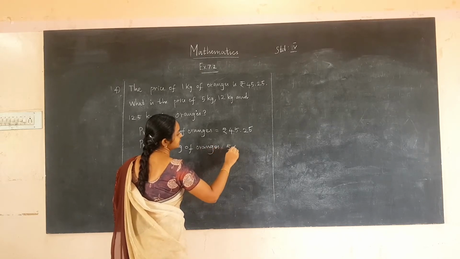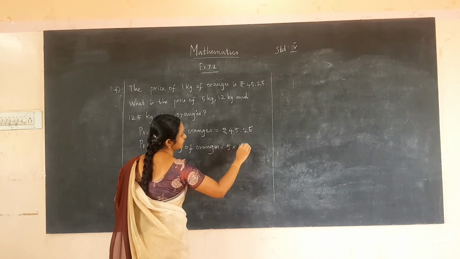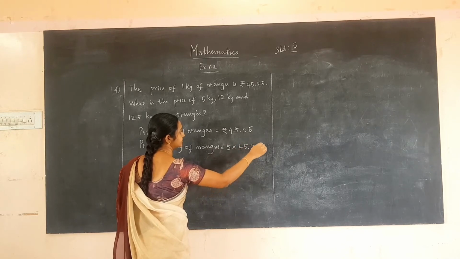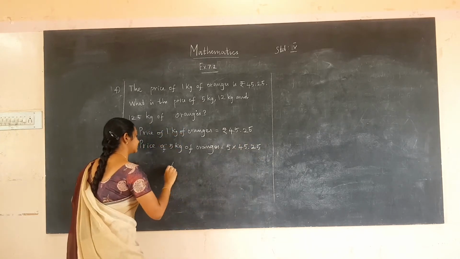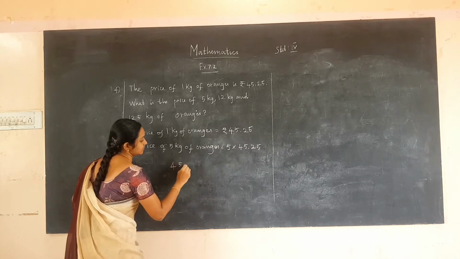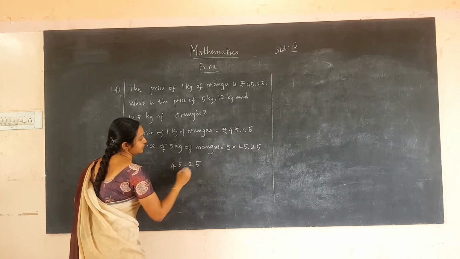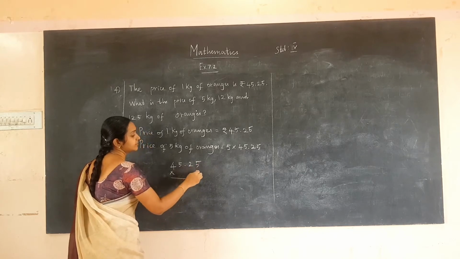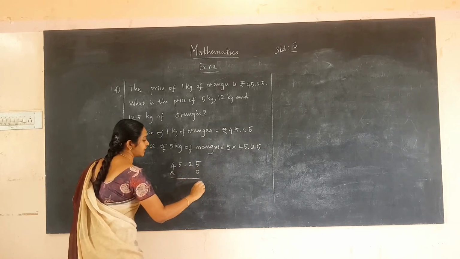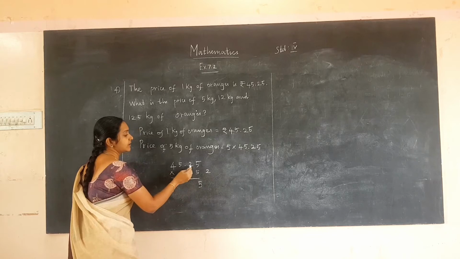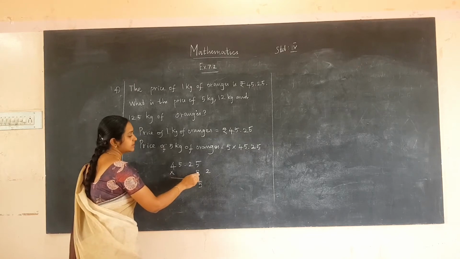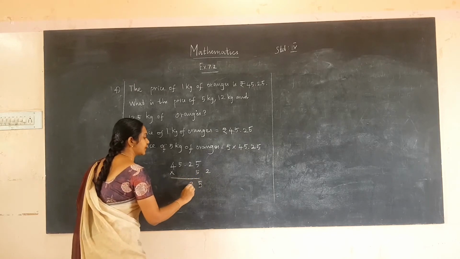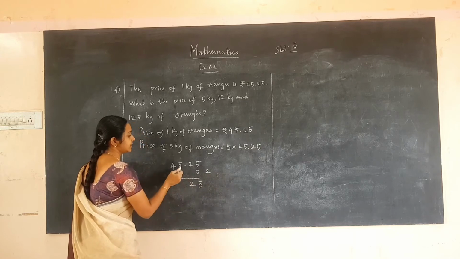equal to 5 into 45.25, that is 45.25 into 5. 5 into 5 is 25. So write 5 here and 2 is remaining. 5 into 2 is 10. 10 plus 2 is 12. So write 2 here and 1 is remaining.